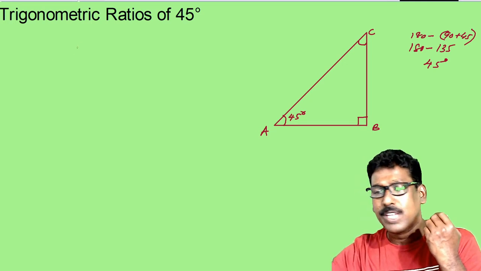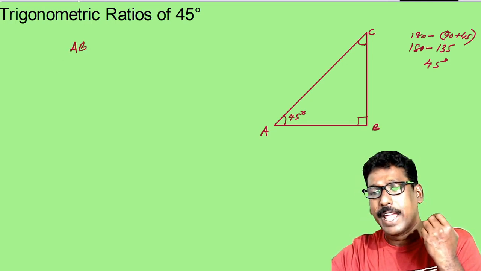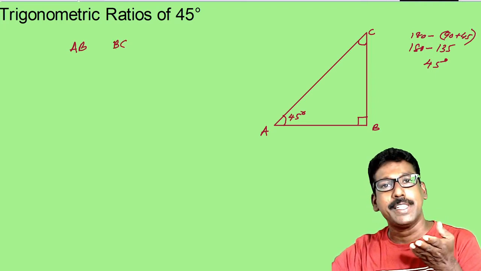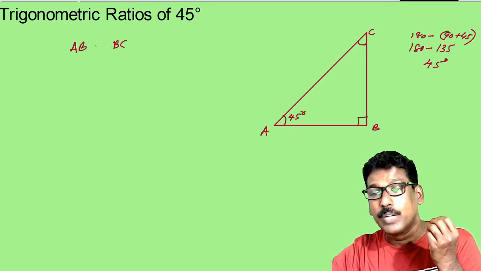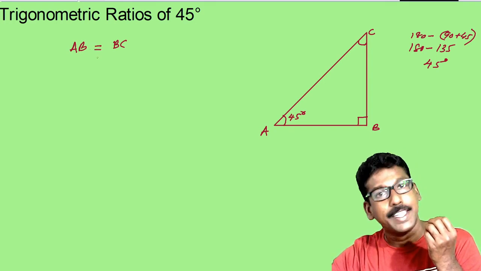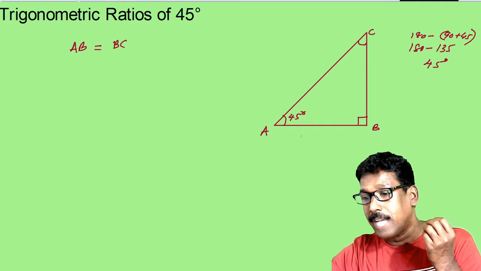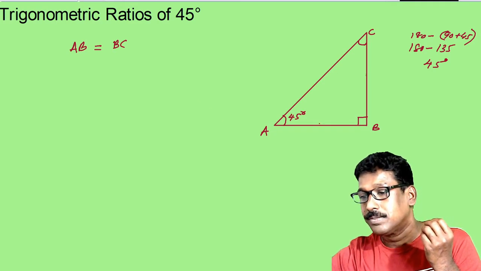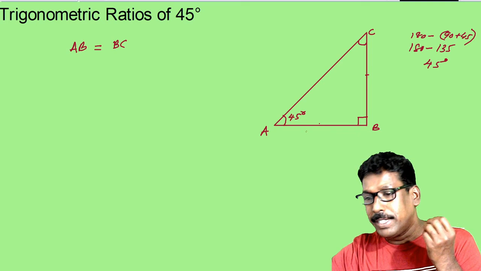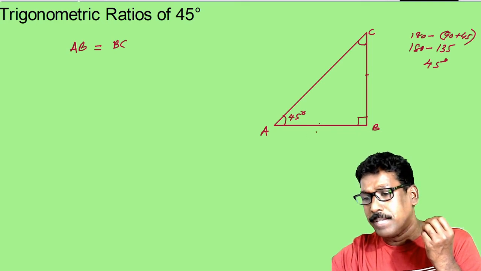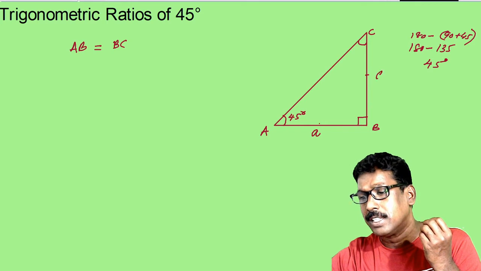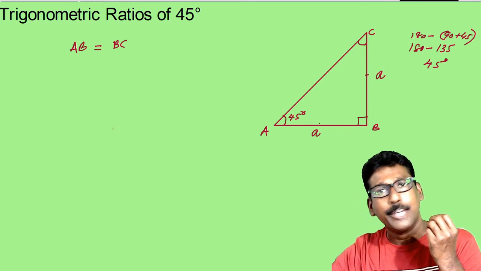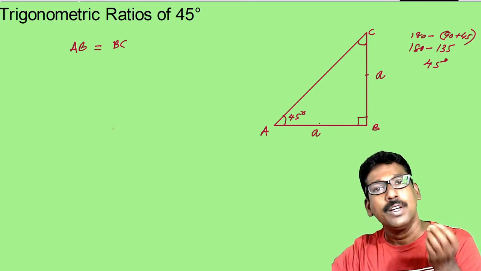Then can you say what about the sides AB and BC? AB and BC are sides opposite to equal angles. So you can say AB is equal to BC here. Now AB and BC are equal. Let me take the length of AB as A unit and length of BC, then that also A units, because AB is equal to BC.